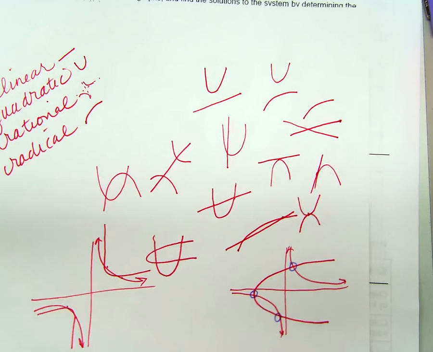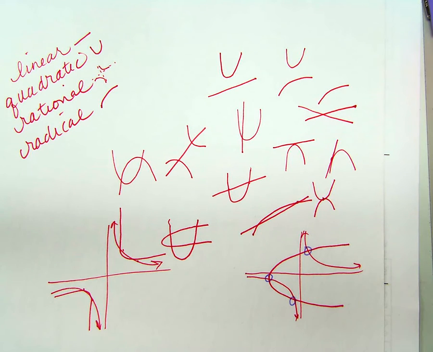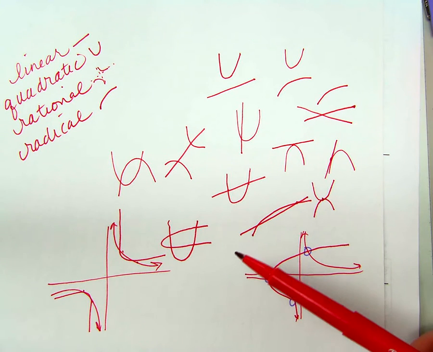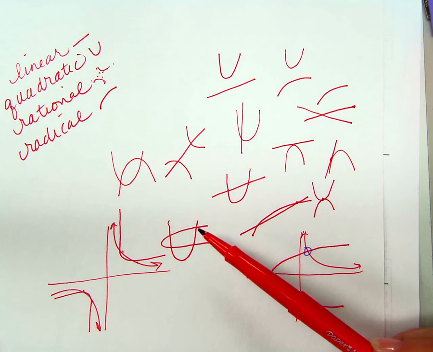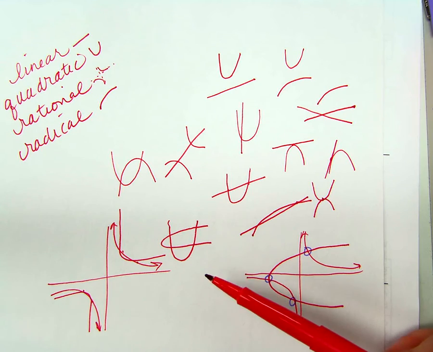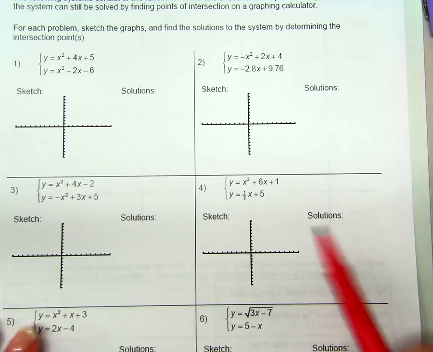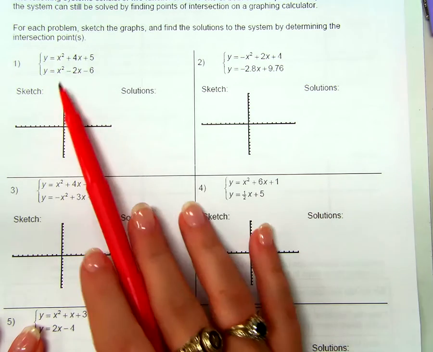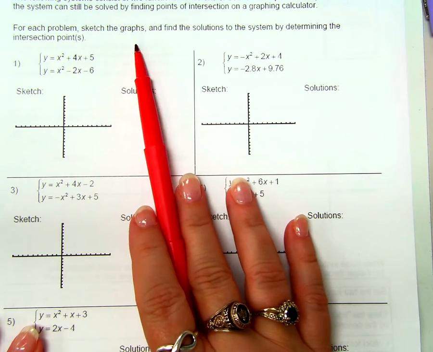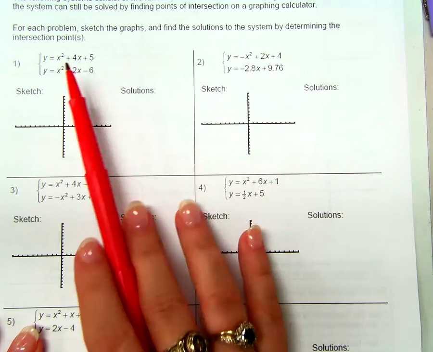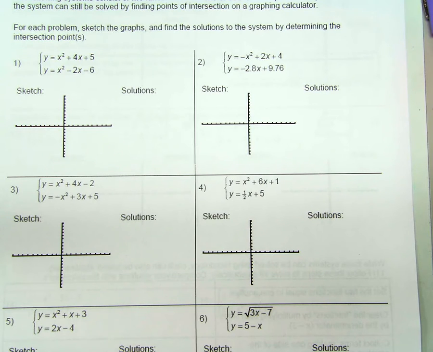We're going to work on it. So I wanted to remind you what it means to be a solution. What does it mean to be a solution? It's where they cross, right? So if we're looking at problems 1 through 10 on this worksheet, and it says for each problem, sketch the graphs and find the solutions of the system by determining the intersection points. Am I wanting to put these into a table and get the exact points and plot the exact points and then sketch them on the graph and find the solutions?